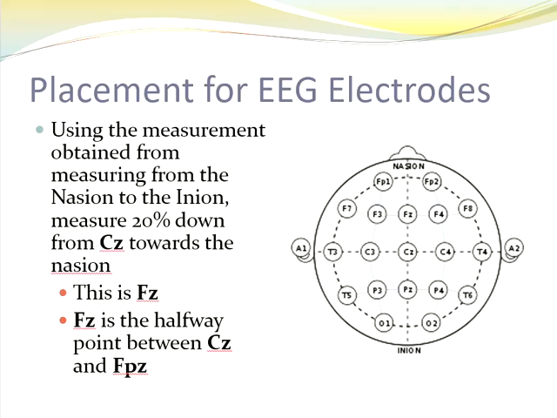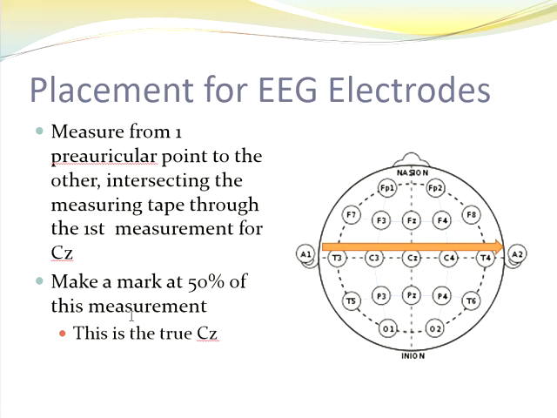The next measurement you're going to do is preauricular to preauricular, and the reason why we're going in a specific order is because you have to bring your measuring tape through the first line that you made for CZ, the halfway mark between the nasion and the inion. It looks like a straight line here because it's a 2D picture, but on the actual scalp, you're going to find that you have to really bend it, and it's not a straight line going from preauricular to preauricular, so it's important to know where your CZ is to bend your measuring tape and bring it through that mark.